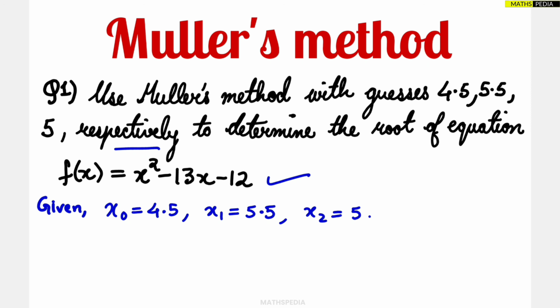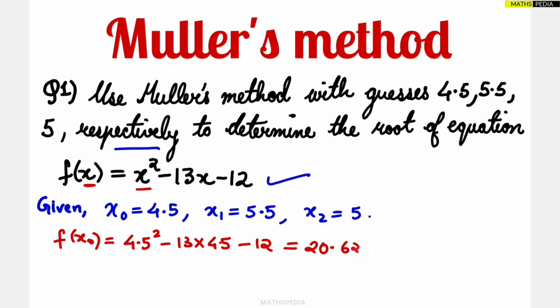Muller's method starts with the first step of finding f of x0, which is basically to substitute the x0 value in the particular equation. So in this equation substitute the x0 value. First equation I am just writing: x square, so you have to substitute 4.5 square minus 13 into 4.5, minus 12, which will give you the answer as 20.625. So this is f of x0.